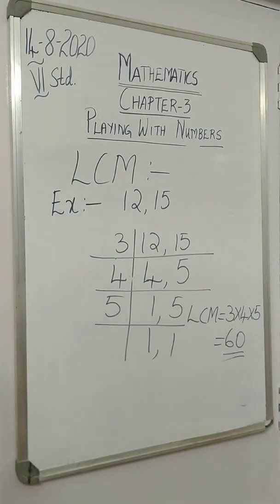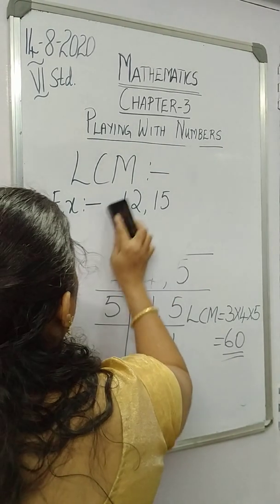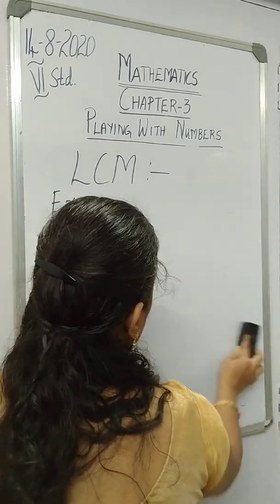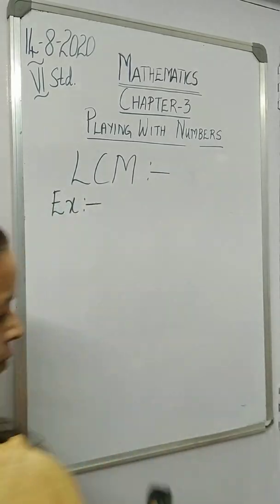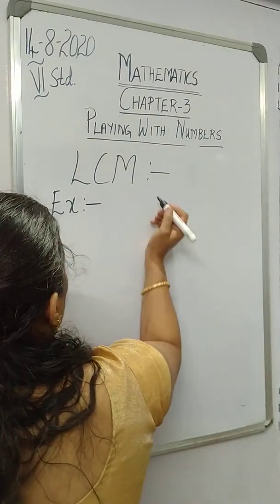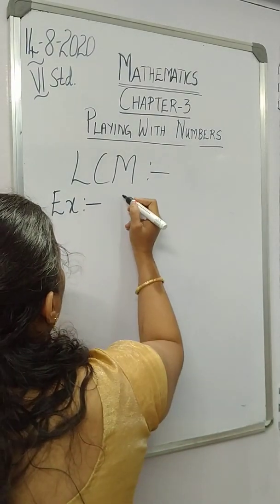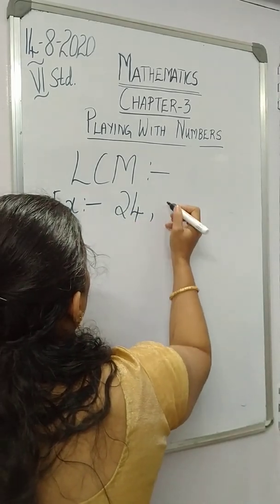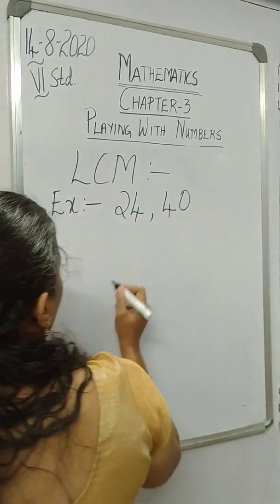Let us move on to the next example. If you are thorough with HCF, LCM is not a problem. It's very easy for you. Now, look here, we'll move on to the next example. 24 and 40, you think. Yes?